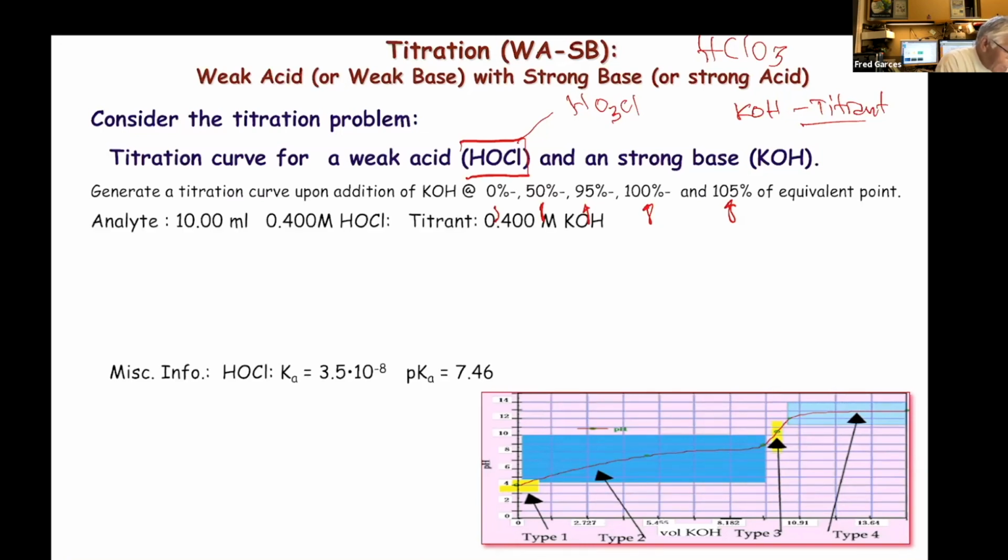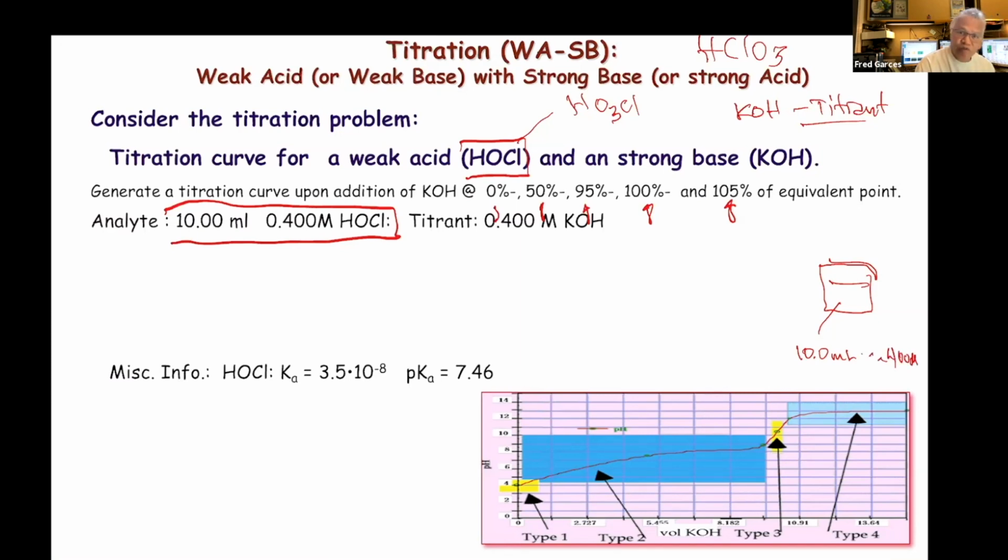It says that my weak acid is, I've got 10 milliliters. Notice we're dealing with milliliters, so you're going to be dealing with millimoles, and it's 0.4 molar. Guess what? 10 times 0.4, that's just 4 millimoles. Okay? And we have a titrant, KOH. It also has the same concentration, 0.4.